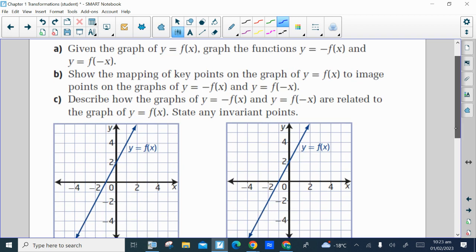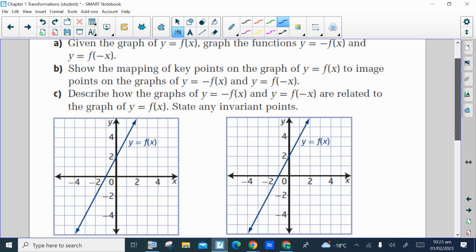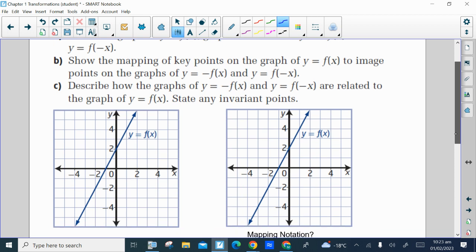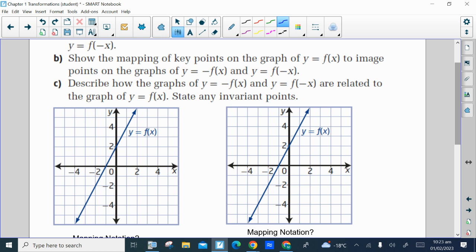So given y equals f at x, once again, we want to sketch the graphs of y equals -f at x and f at -x. So same as what we did on the previous page. So this first graph, let's do -f at x. Again, the negative is in front of the f. That means a is negative. And when a is negative, you get a reflection over the x-axis.